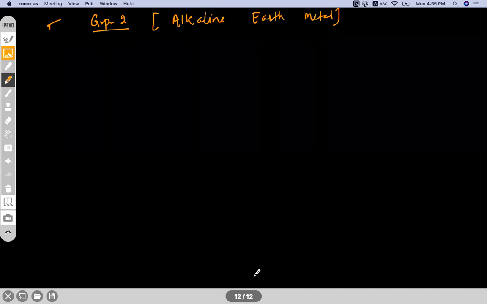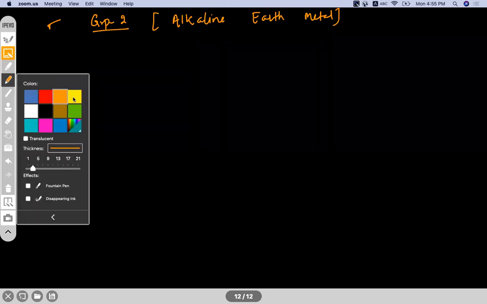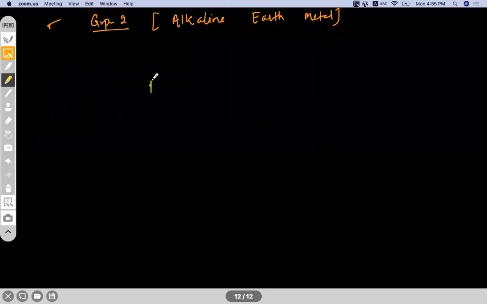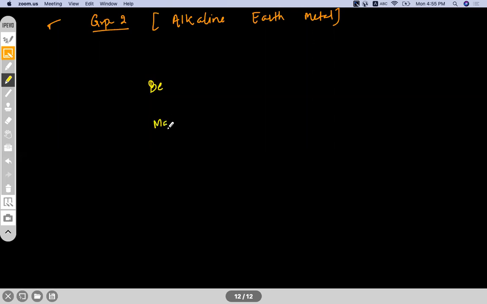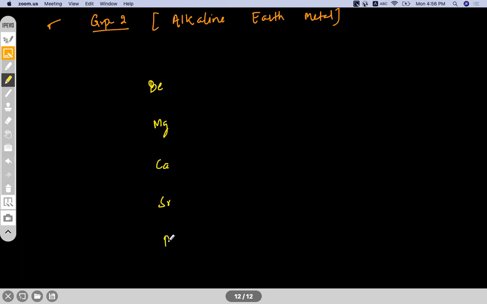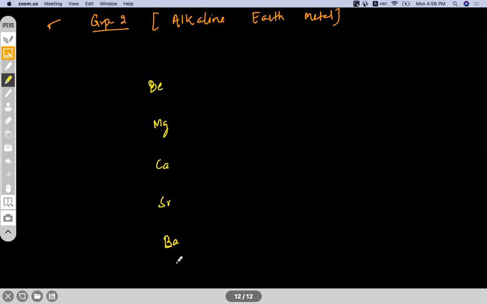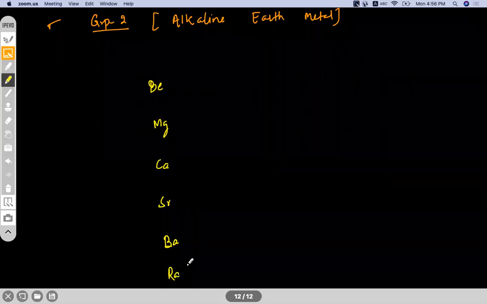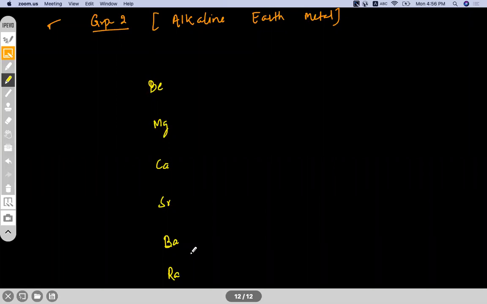Okay, so what all elements are there in group 2? The elements which are present in group 2 are beryllium, magnesium, calcium, strontium, barium, and last one is what? Radium. Francium is in group 1, Kshitish.